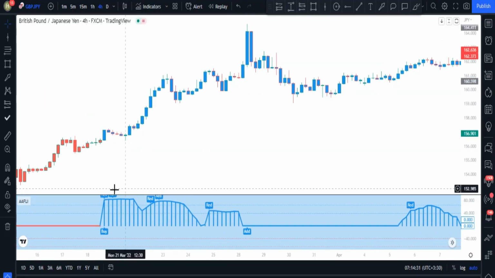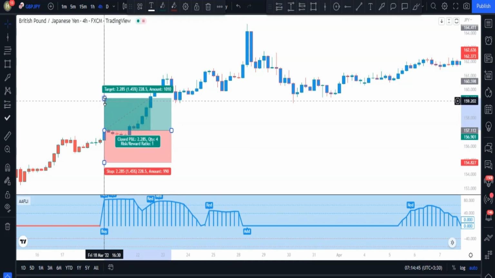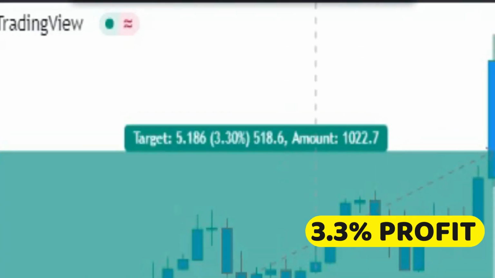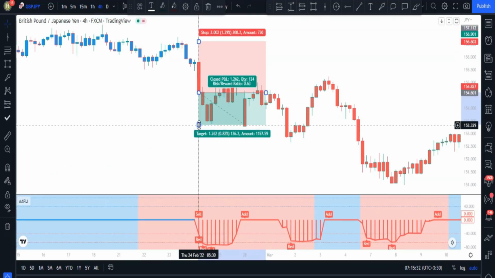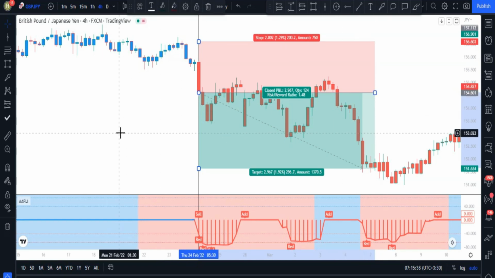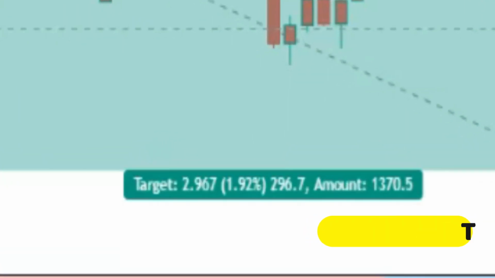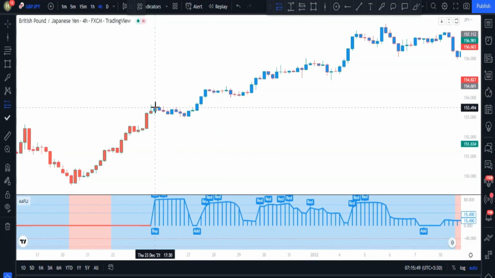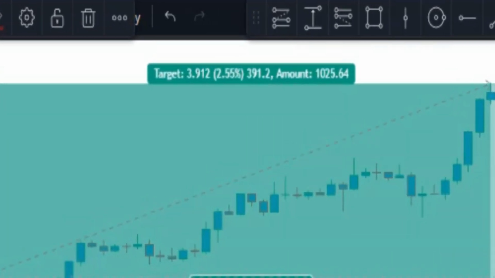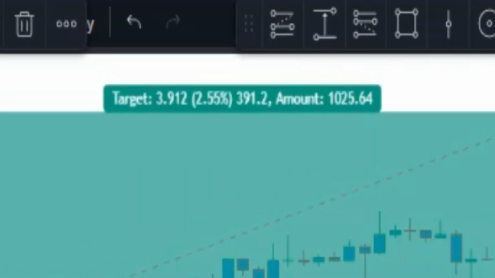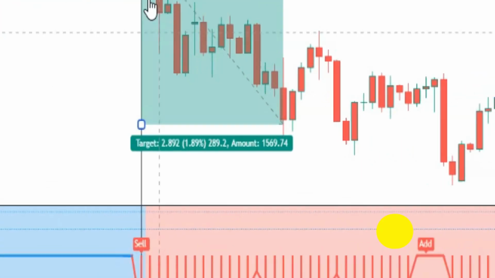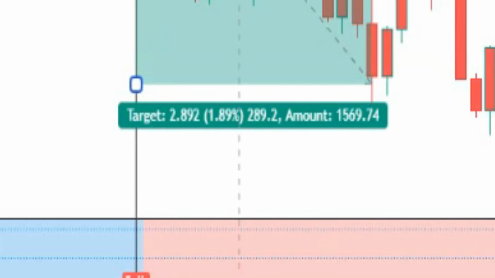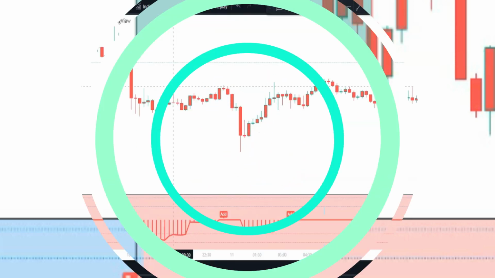This indicator is super accurate. 3.3% profit on a spot mode. Almost 2% profit by this short signal. 2.5% profit by this buy signal. Almost 2% profit with this short signal. As you can see, this strategy is so effective and super accurate. But to make the strategy even better, let's add a second indicator to our setup.